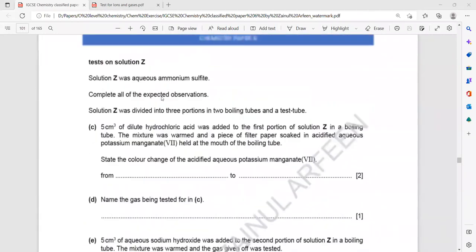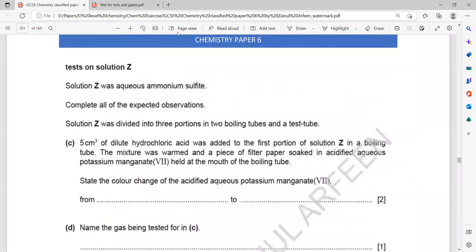In the second part, we have solution Z, which is ammonium sulfide. Ammonium means the NH4 ion is there. Sulfate is SO4, sulfide is SO3. So ammonium sulfide is there. Complete all the expected observations.